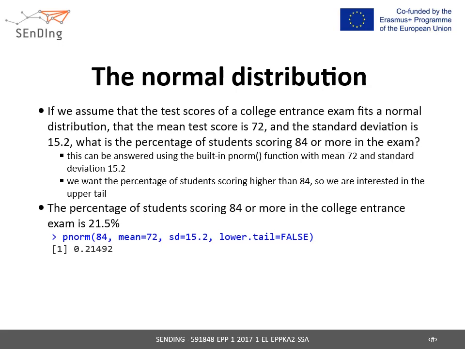Since we are looking for the percentage of students scoring higher than 84, we are interested in the upper tail of the normal distribution, so we form the following statement in R: pnorm(84, mean = 72, sd = 15.2, lower.tail = FALSE). The result returned is 0.21492. Thus, the percentage of students scoring 84 or more in the college entrance exam is 21.5%.